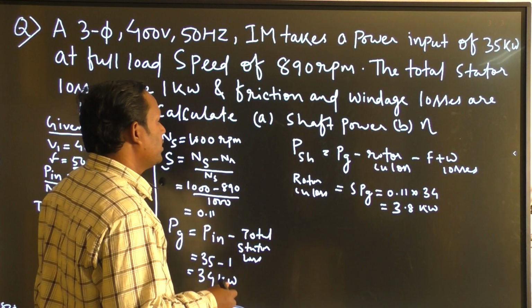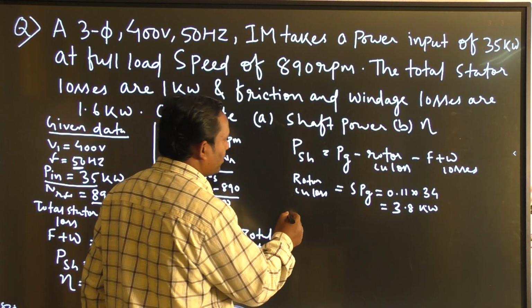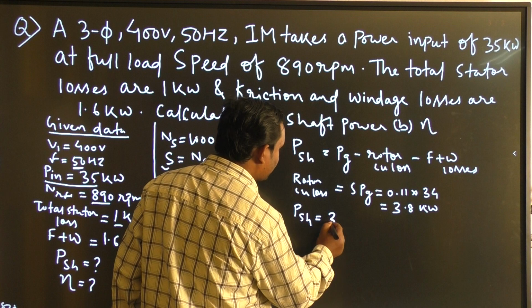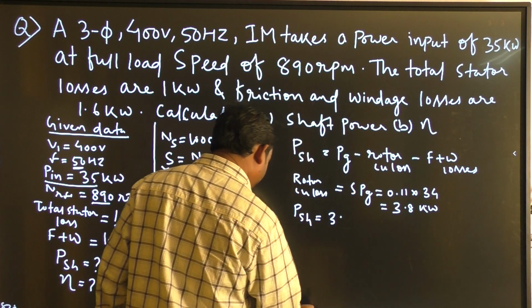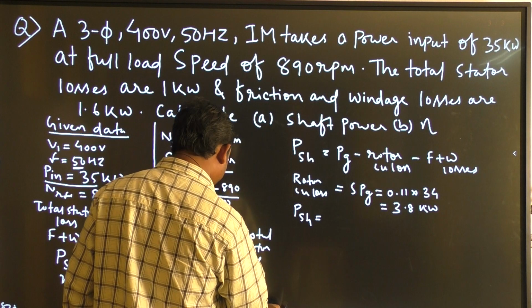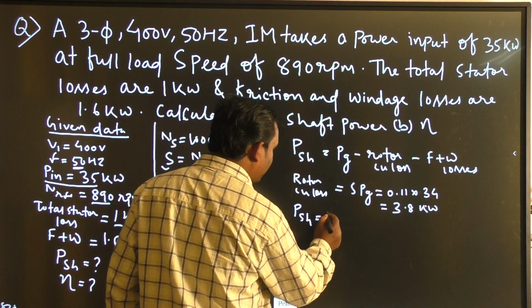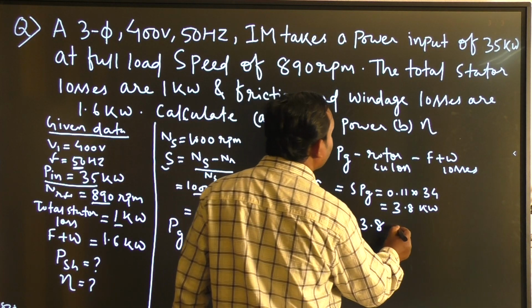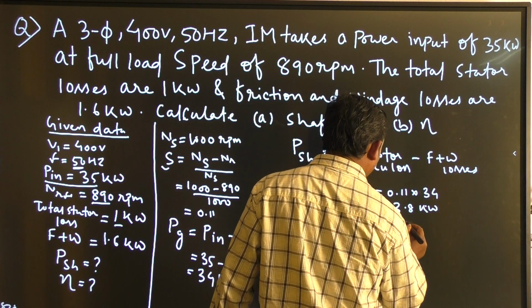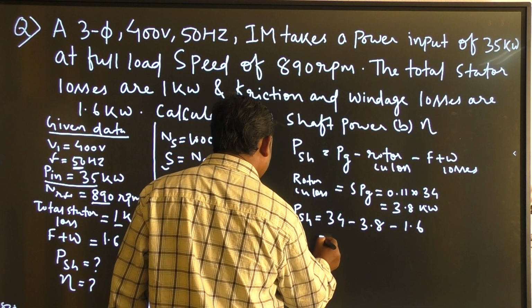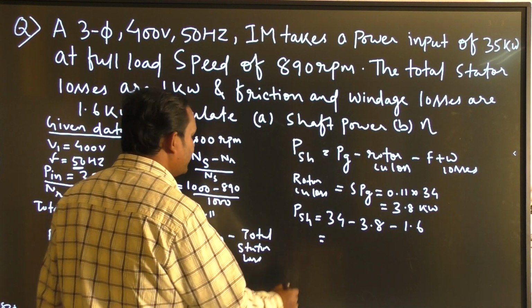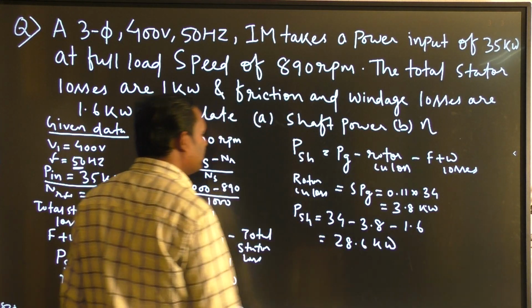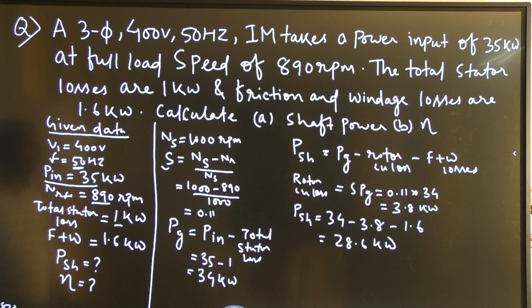So you have to calculate the shaft power, which is equal to PG, your PG, which is 34 kilowatt, minus rotor copper loss, which is 3.8 kilowatt, minus friction and windage losses, which is given in the question, 1.6 kilowatt. The shaft power will come around 28.6 kilowatt. So your output, how we find the output?